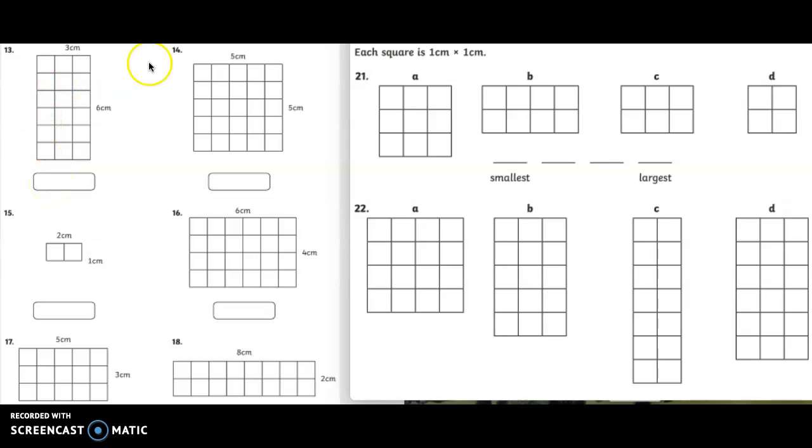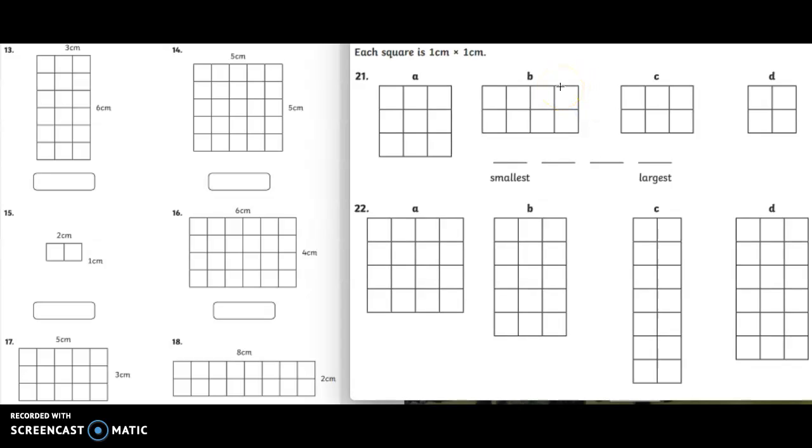Okay, now all of these ones, you're given the measurements, so there should be no trouble. If you look at the right hand side, none of the measurements are actually labelled on any of the shapes. But if you look at the top, it does tell us each square is 1 centimeter by 1 centimeter. So each of these small squares is 1 centimeter squared. Okay, so I could calculate the area by counting 1, 2, 3, 4, 5, 6, 7, 8. So I would know that the area of this one would be 8 centimeters squared.